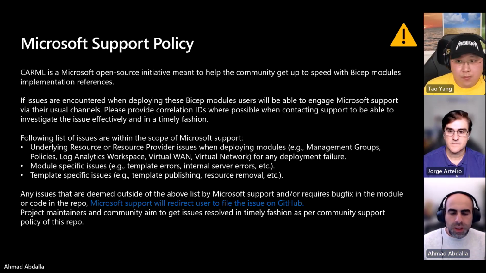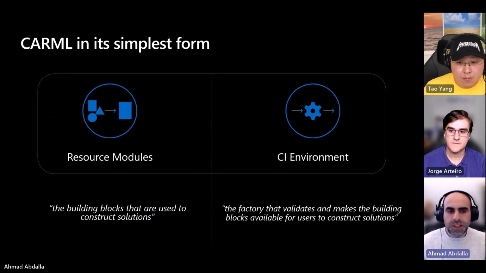So in its simplest form, there's two components to CARML: the resource modules and the CI environment. The resource modules are just the building blocks that are used to construct solutions, so your storage accounts, your key vaults, and whatnot. And then we have the actual factory that validates and makes the building blocks available for users to construct those solutions.